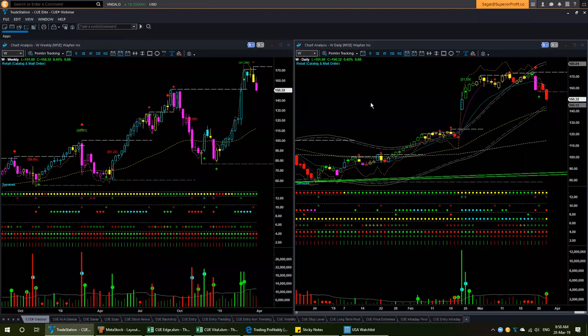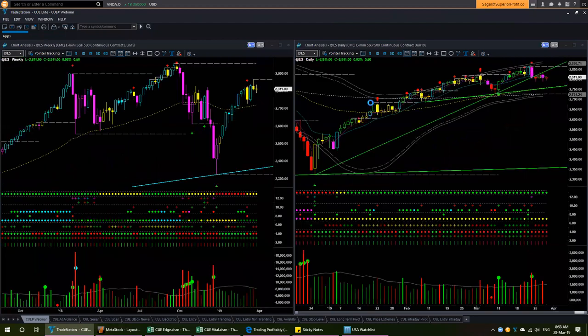Let's have another look at the futures. We'll look at E-mini. The daily candle shape as of now, almost 9 a.m. Eastern Standard Time, is bullish. Weekly is remaining yellow and indecisive.